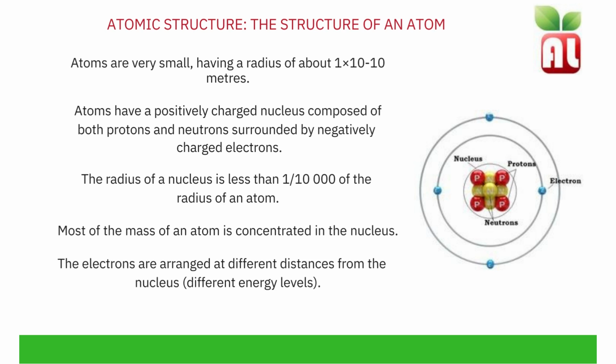Most of the atom's mass is concentrated in the nucleus. This is as protons and neutrons both have a relative mass of 1. The electrons are arranged at different energy levels or different shells around the nucleus.